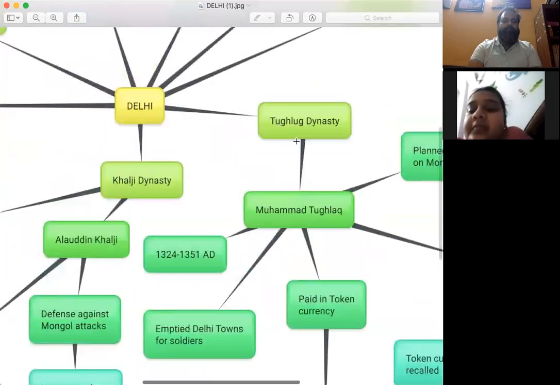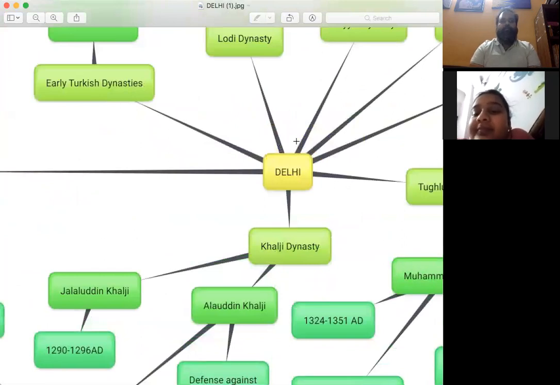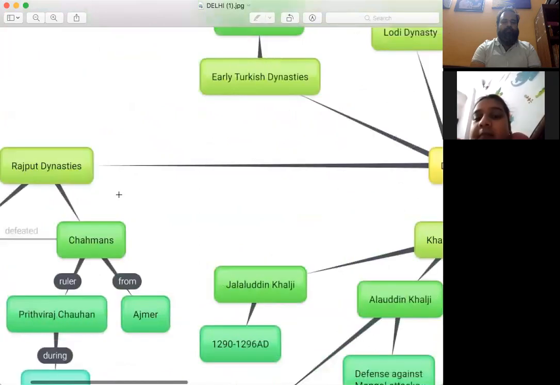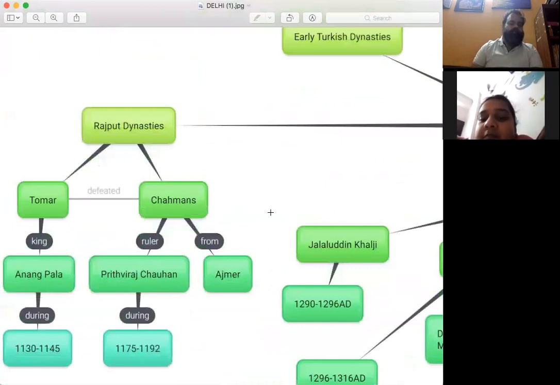So at the center of the map is Delhi, and we'll discuss how Delhi has been ruled in history by several dynasties. It was established during the time of Rajput dynasties, which existed in the 11th century. Two prominent Rajput dynasties that ruled here were Tomars and Chahmans. Among the Tomars, the king was Anangpal, and he ruled during 1130 to 1145. Then Tomars were defeated by Chahmans.